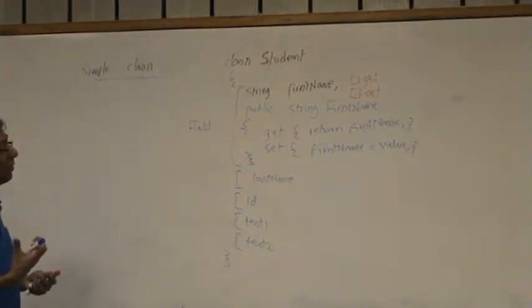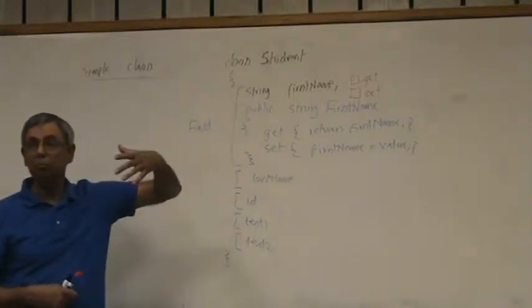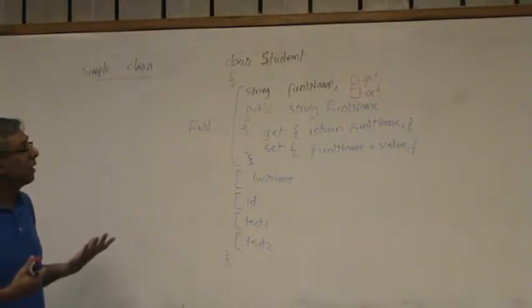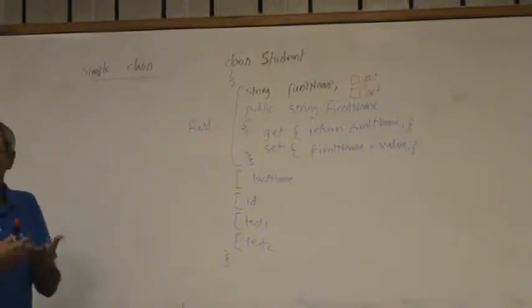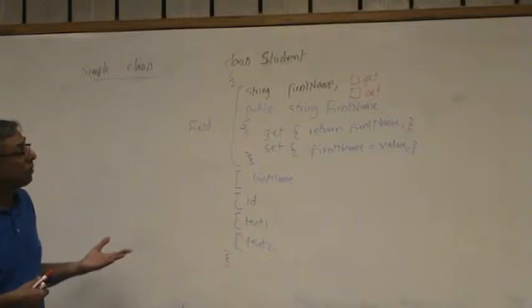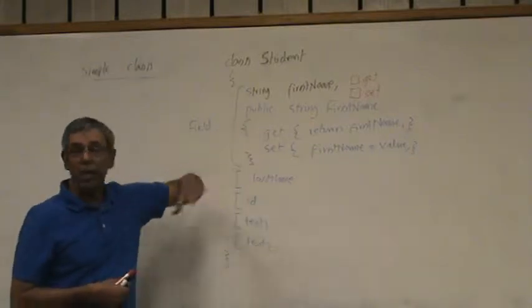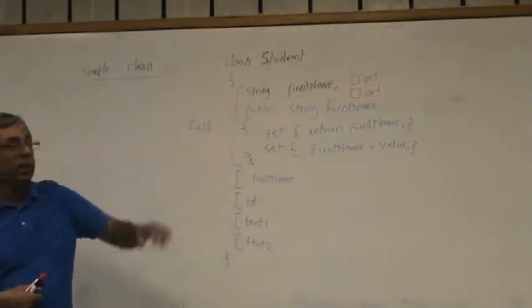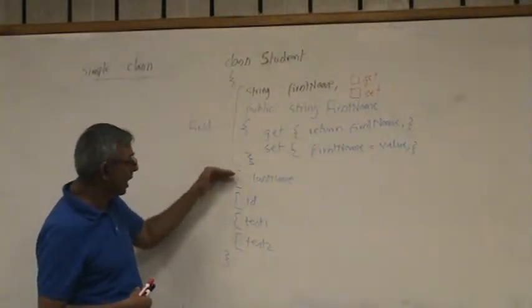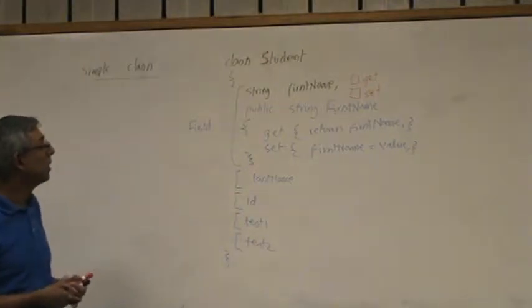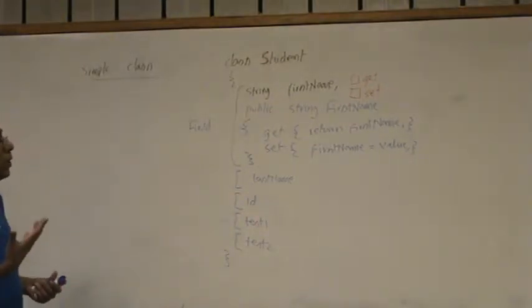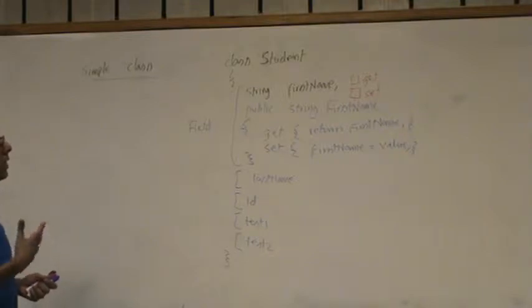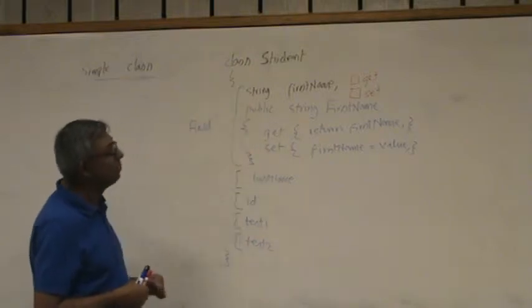Now, typically, once we create a class, remember we discussed classes like a template. Nothing exists in the memory of the computer unless we create an object of it. So for example, if we are creating a university application where we have 6,000 students, we'll create 6,000 objects of it. Each one will have a separate first name, last name, ID, test1, test2, right?